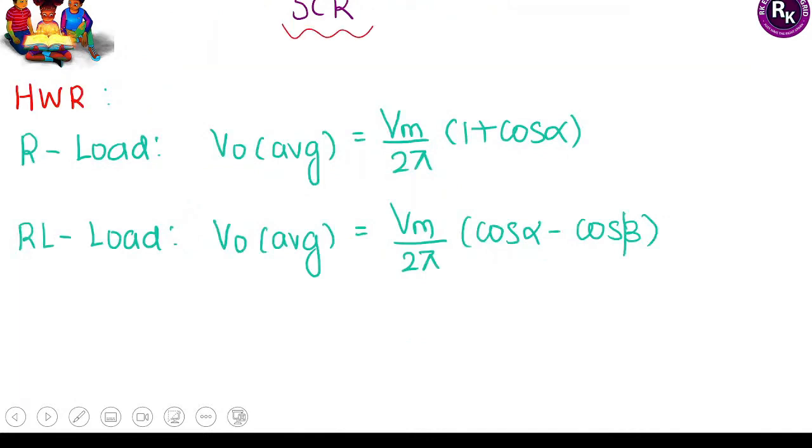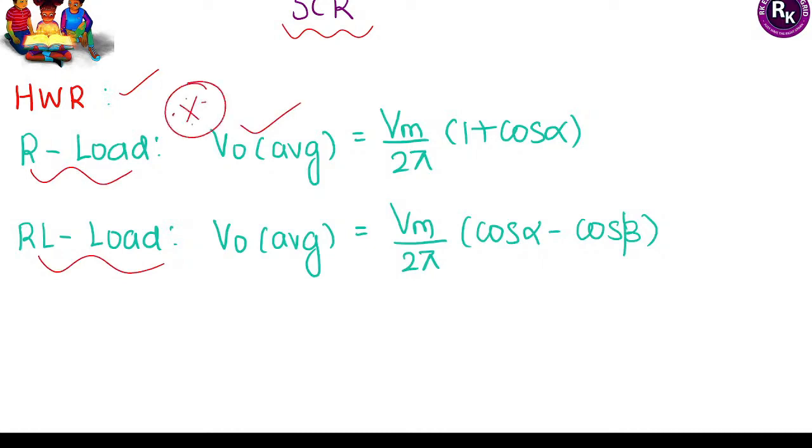First, we are going to design the circuits with the help of SCR. So let us start from the beginning. First one, the half-wave rectifier. When we talk about the half-wave rectifier, if you connect the R load, this is the formula for V naught average. This is the formula for RL load. I have covered all the formulas, so pay attention and make a note properly. This is the formula for V naught average in case of R load, and this is the formula for V naught average for RL load.